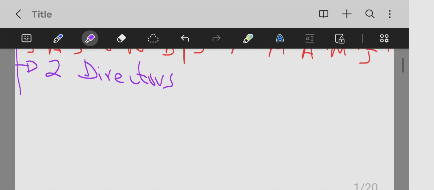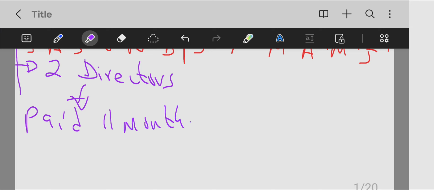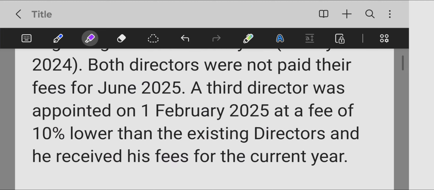What information do we collect from here? Paid 11 months. You can add to say owing 1 month. Let's continue and collect other information. A third director was appointed on 1 February. There is no full stop here, but that is valuable information to note down. We will come back and continue.